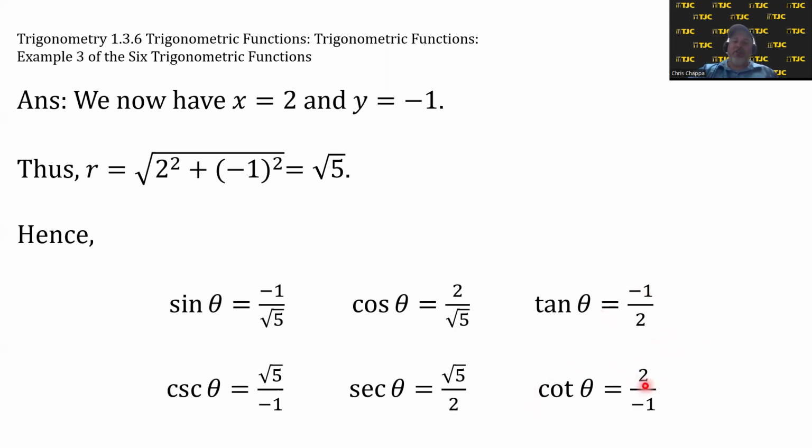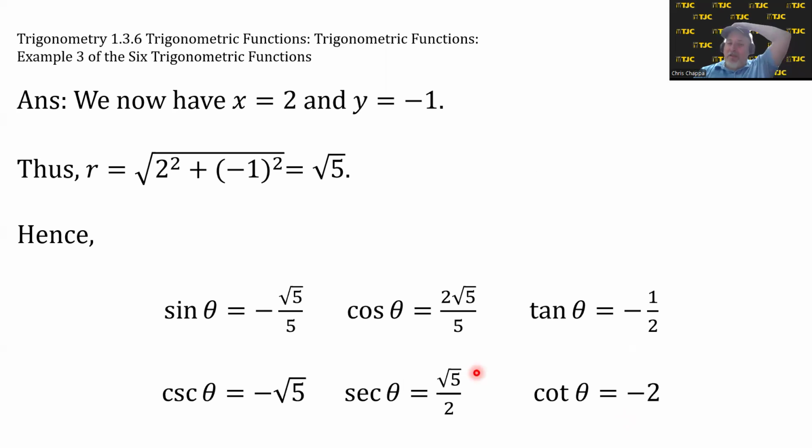So cotangent should become negative 2. Tangent should become negative 1/2. Cosecant should become negative square root of 5. As far as sine and cosine, we need to rationalize the denominator, or at least your professor or online homework platform might require you to do that. And if you did that, let me go back one.